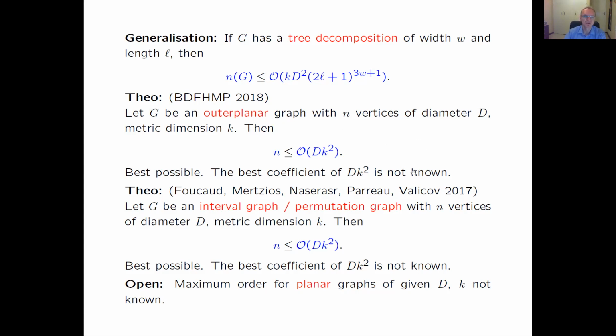And some members of the group with which we found these results, Foucault, Metzius, Nazarazzer, Parot, and Valikov, before this collaboration, proved by looking at interval graphs and also permutation graphs that for these graphs too, the order is bounded by some constant times d k squared. And they proved that even further for unit interval graphs. And this bound is best possible too, except again, it's not clear what the best possible coefficient of d k squared should be.